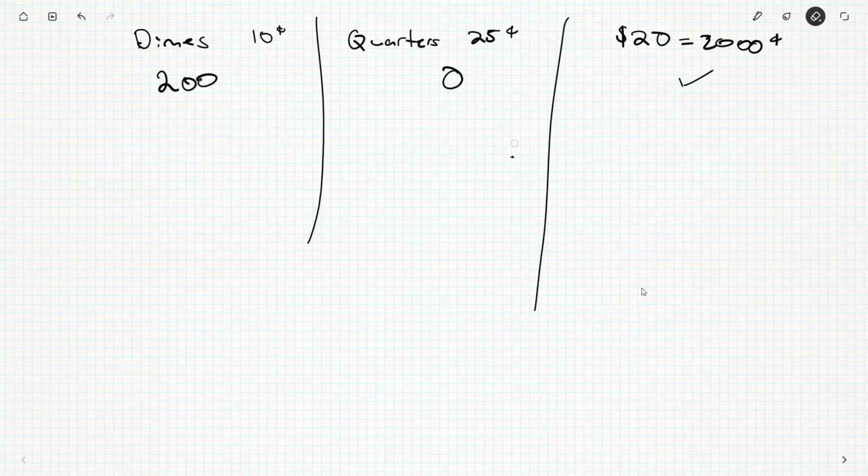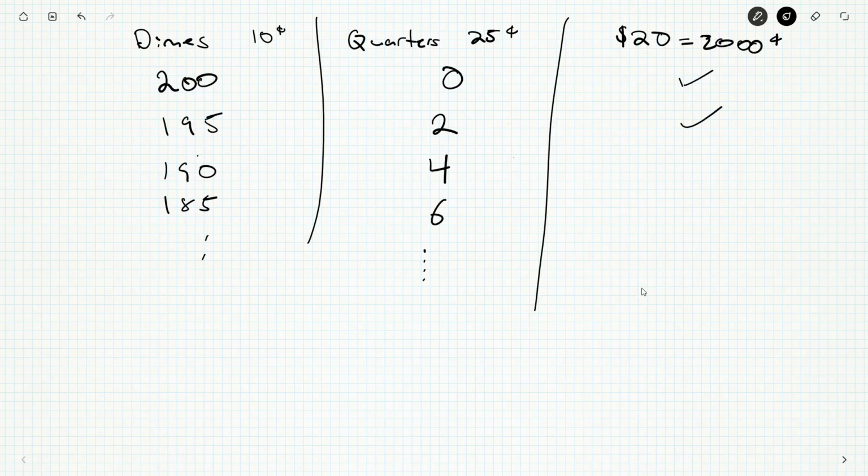Once we make that connection, then we say, okay, well, could I have 2 quarters? 2 quarters is 50 cents. 50 cents, well, that's 5 dimes, so just get rid of 5 dimes. And yeah, that adds up. 195 dimes and 2 quarters is $20. Okay, now we could add 2 more quarters and then take away 5 more dimes. Okay, we can keep doing this.